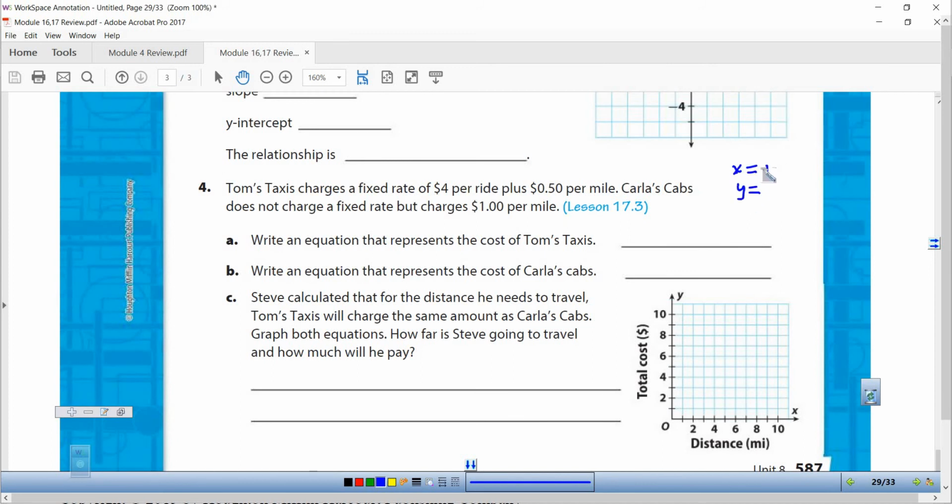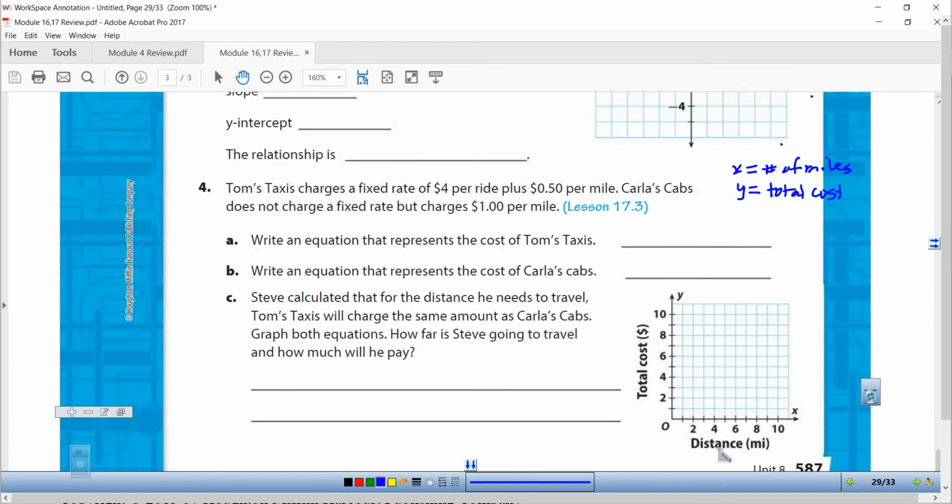So X is going to stand for the number of rides, okay? And Y is going to stand for, X is not going to stand for the number of rides. X is going to stand for the number of miles, and Y is going to stand for the total cost, okay?